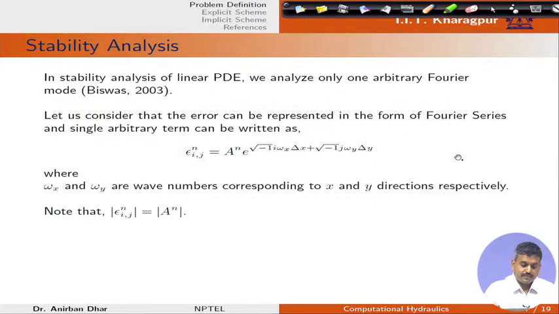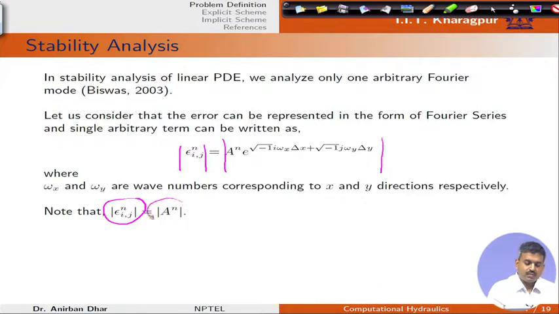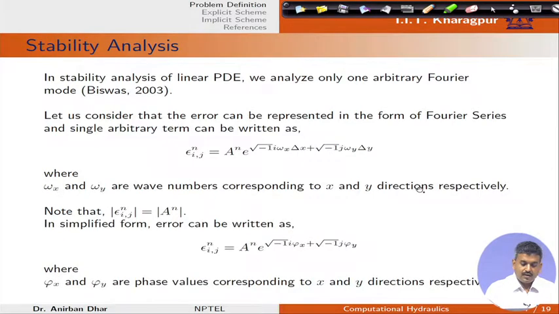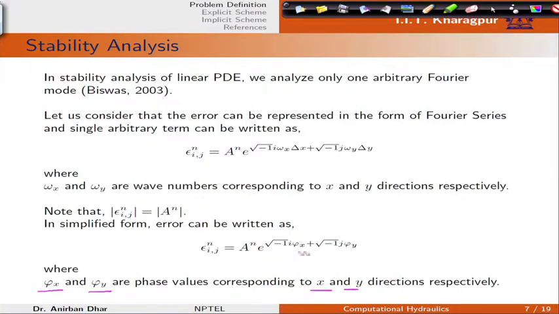With this information, we can say that if we take the modulus of this error, it depends on the amplitude term and not on the exponential term, because the modulus of that term will be obviously 1. With this we can simplify the error term, and write it in the form of phase values var phi x and var phi y for the x and y directions, where var phi x is omega x into del x, and var phi y is omega y into del y.